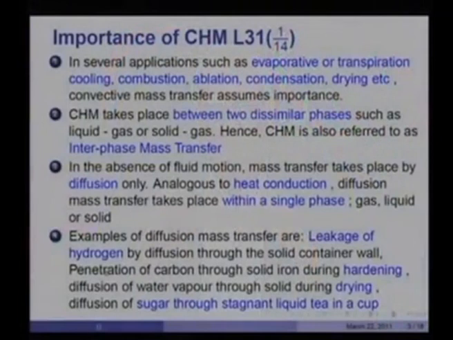Penetration of carbon through iron would be an example. We use this method for carburizing iron to harden the surface of the iron, and penetration of carbon through solid iron would then be an example of diffusion mass transfer. Similarly, diffusion of water vapor through a solid during drying would also be an example of diffusion mass transfer.